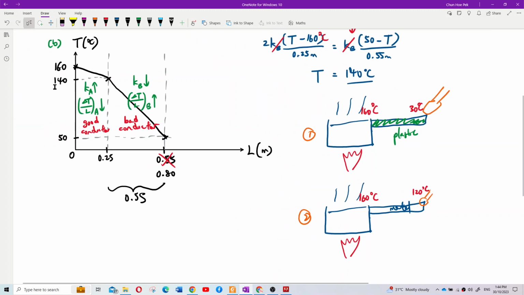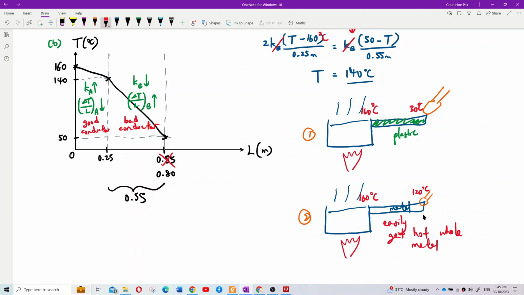So for a good conductor, the drop of temperature is so small. That means the metal easily gets hot, the whole metal, because the heat conduction is so good.